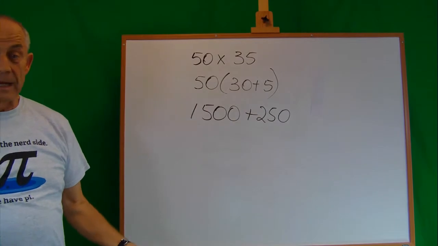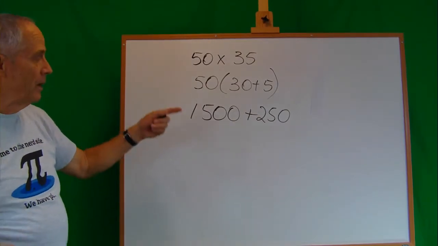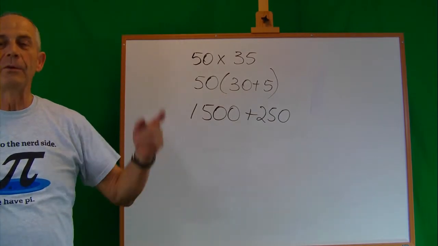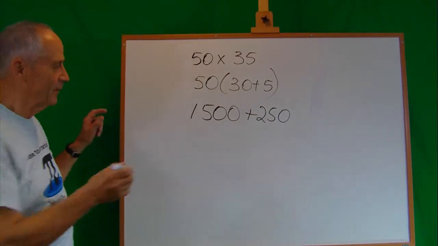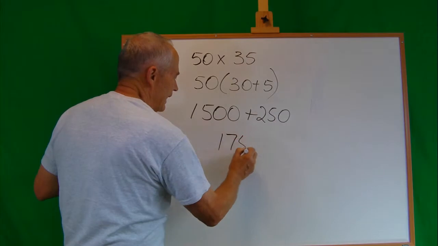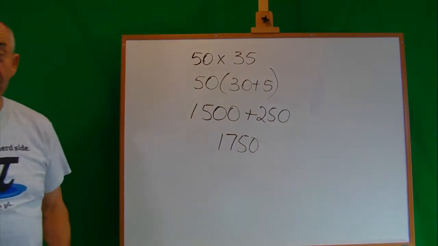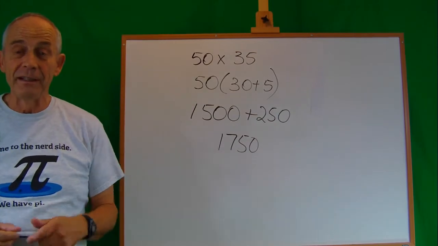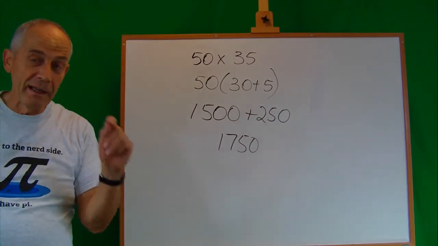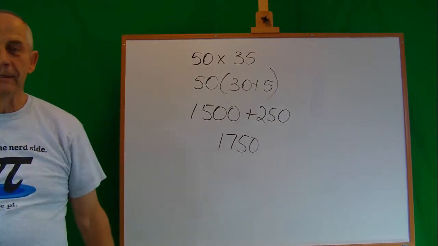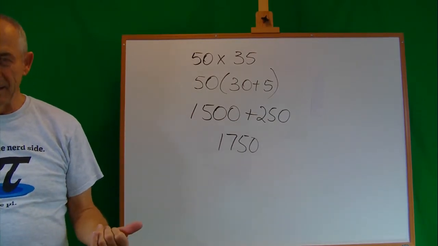Now, I can do this in my head. I'm going to do part at a time. What's 1,500 plus 200? Right, 1,700. And then I've got the 50 that I needed to include in that, and so I get to 1,750. So by working with easy numbers, I can actually multiply in a simple way and get the answer that I need.